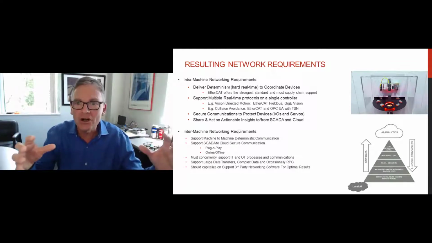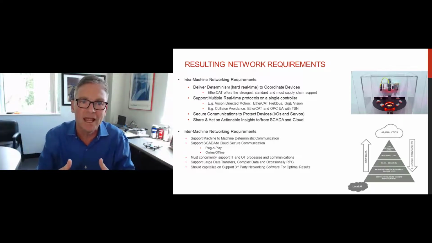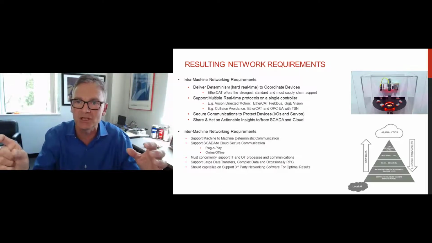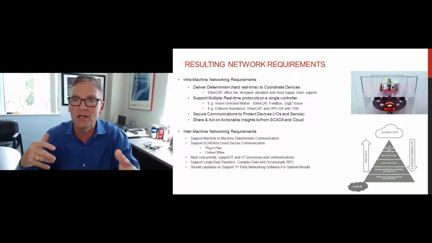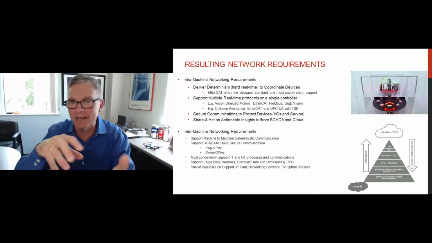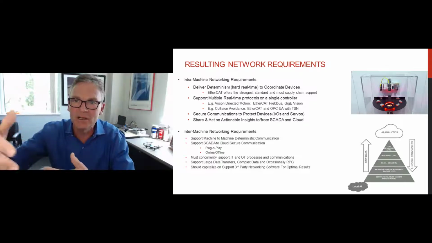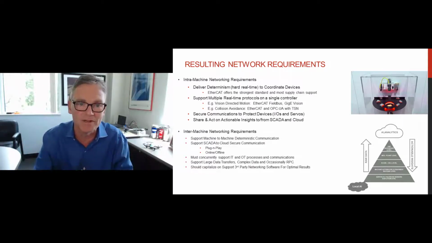Then there are the inter-machine networking requirements that have emerged from these four trends. You want to support machine-to-machine deterministic communication. Let's talk quickly about a load-unload operation to a CNC. I have a load robot, an unload robot, and I'm loading a CNC. I want to make sure that there's no collision. I want to detect a collision and avoid it by sharing that information. And the only way you can do that is through determinism.